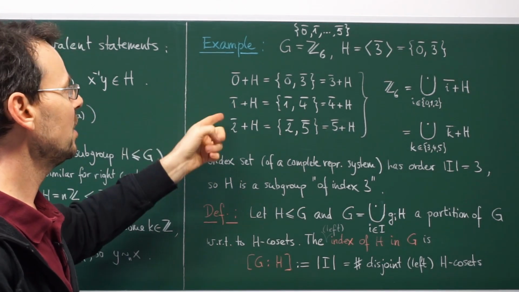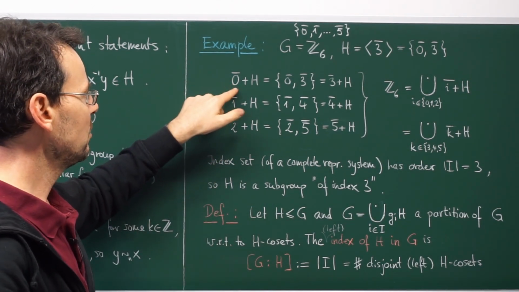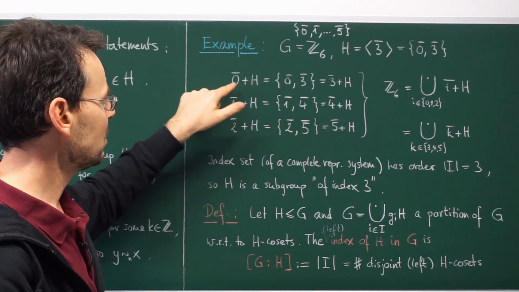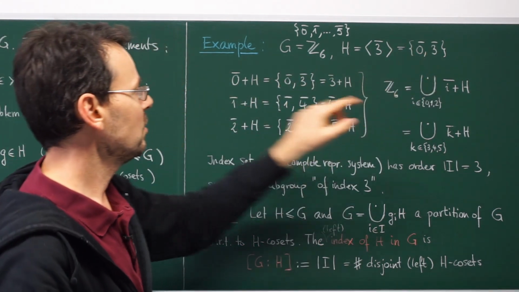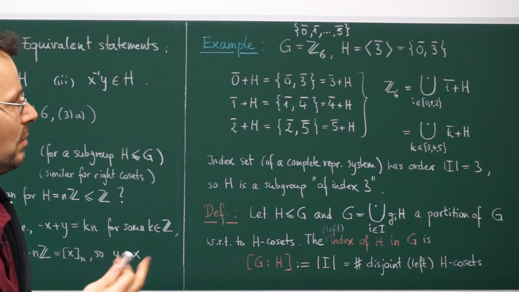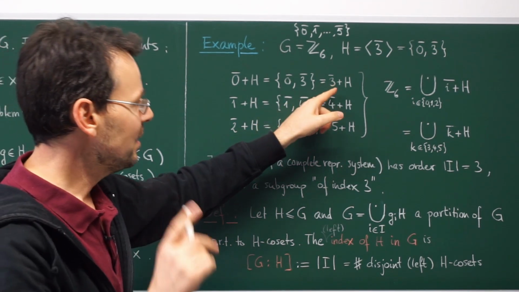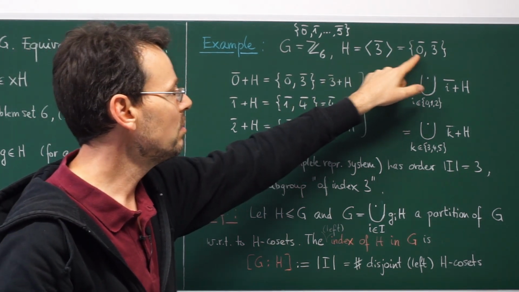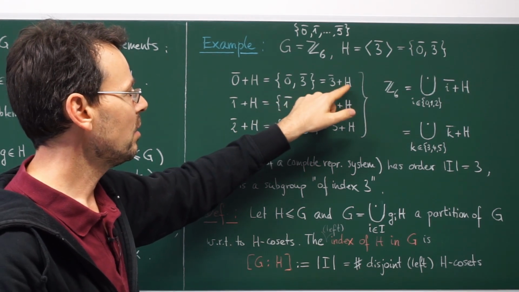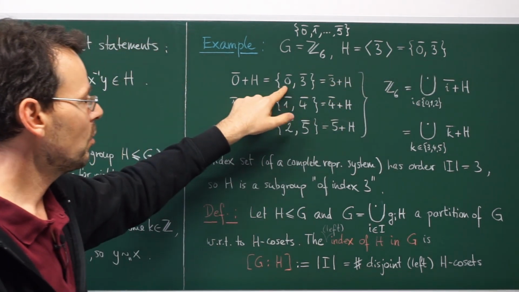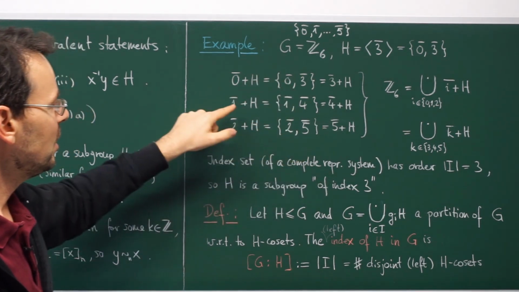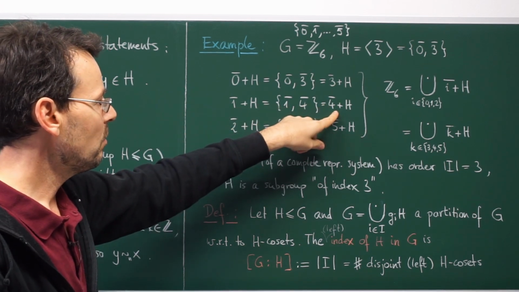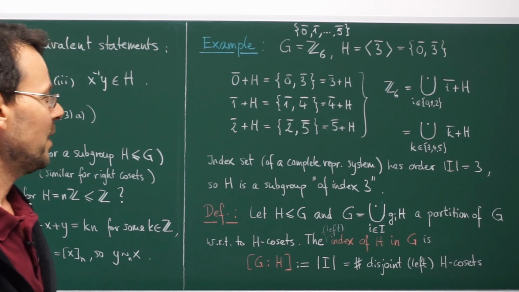We take all the elements. Here we start with 0 bar. 0 bar plus H is by definition the set consisting of all these expressions, 0 bar added to these here. And this, of course, gives me H itself. And this is the same as 3 bar plus H, because 3 bar plus 0 bar is 3 bar, and 3 bar plus 3 bar is 6 bar, which is 0 bar. And the same here. The left coset of 1 bar is the same as the left coset of 4 bar, and the same for 2 bar and 5 bar.